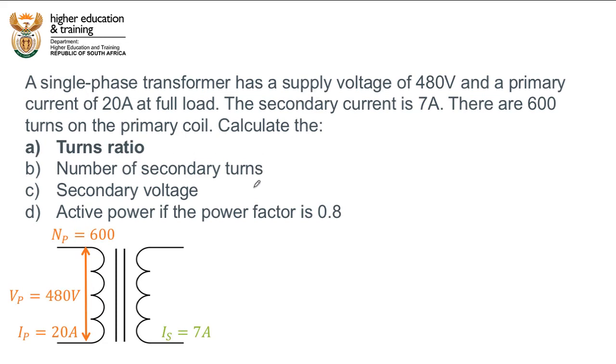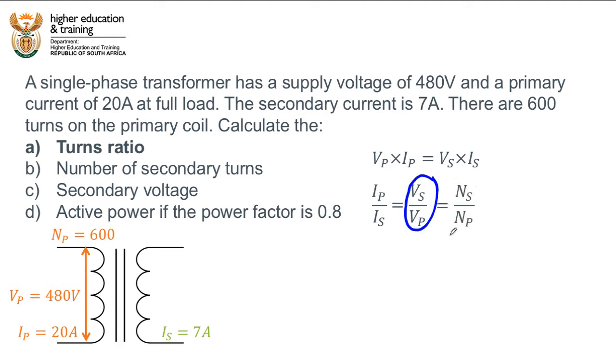Okay, so we know that in an ideal transformer, energy is conserved, there are no energy losses, all of the energy in the primary coil is transferred to the secondary coil. In other words, the primary voltage multiplied by the primary current is equal to the secondary voltage multiplied by the secondary current. We can rearrange this equation to get that the primary current divided by the secondary current is equal to the secondary voltage divided by the primary voltage.